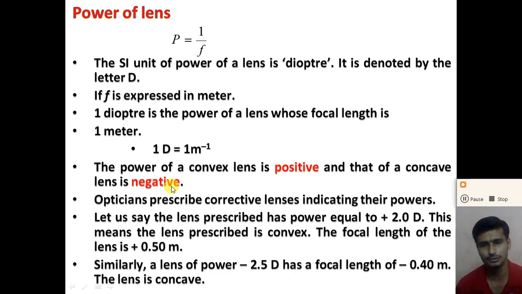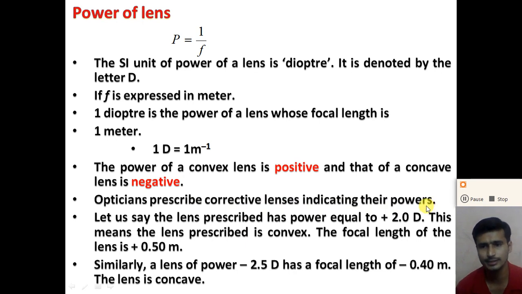Now dear student, when our eye cannot see objects which are far or near to our eyes, we go to the optician, and the optician prescribes a corrective lens indicating its power, right?